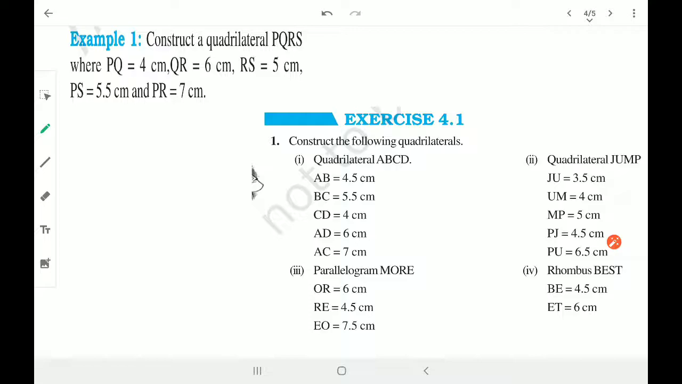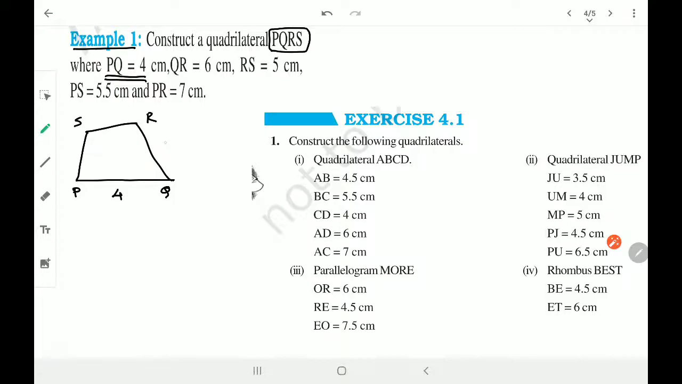Now how to complete it? I can just show you one example. For the first example, I am going to draw just a rough diagram. I am going to construct quadrilateral PQRS. You can draw anything as a quadrilateral. Check which values are given and write them down. PQ is given, so I write that, and then RS, and then I go on putting the values. This is 4 centimeter, QR is 6, RS is 5, PS is 5.5 and PR is 7.